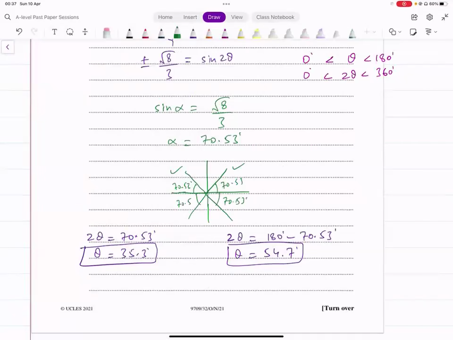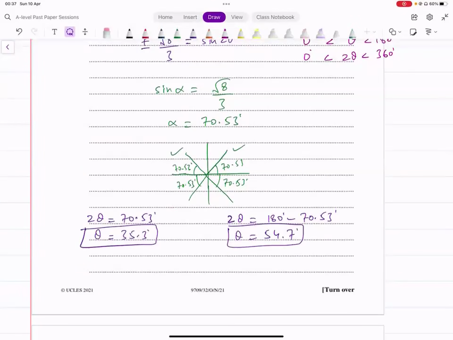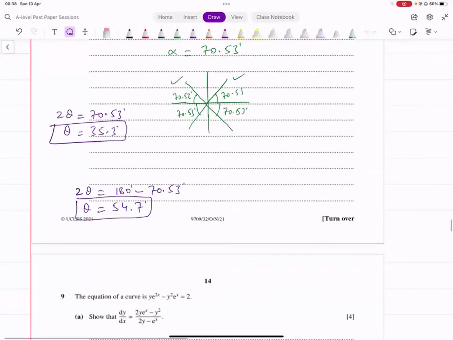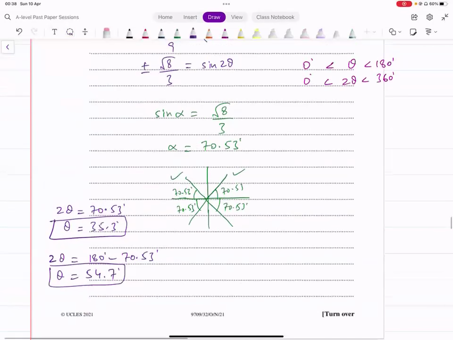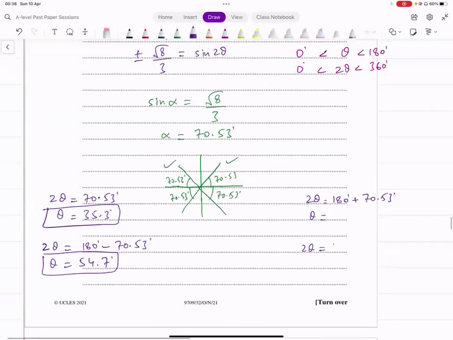So you have 2 more values as well. Let me write them there. ये 2 values ये आ गए. So we got theta equals 35.3. We got theta equals 54.7. We also have 2 theta equal to 180 plus 70.53. We'll get something from that. Can somebody tell me what this is? And we also have 2 theta equals 360 minus 70.53. We'll get something else from here as well.